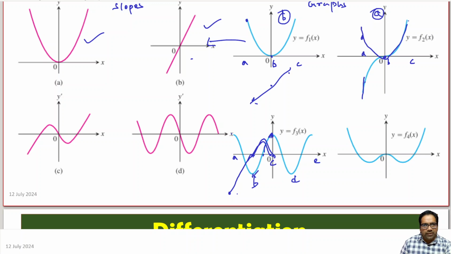Now, between C and D, it is always negative, but at D, it is 0 again. So it is something like this. At D, it is again 0 because the slope is like this. At C also, it is 0. The slope is like this. C is 0, D is 0. And again between D and E, the slope is positive, but at E, it is 0. Right, it is like this again.